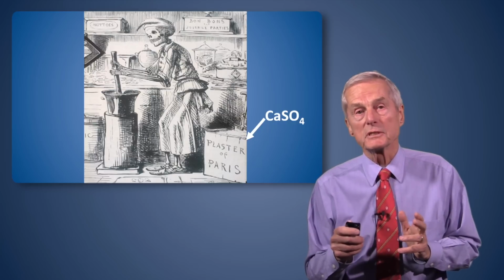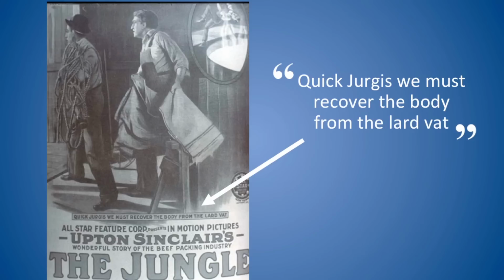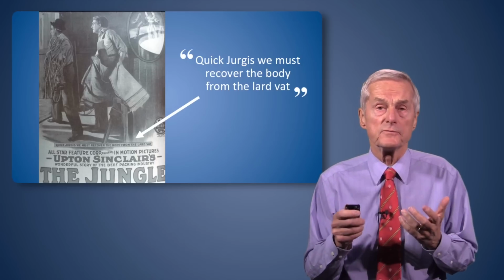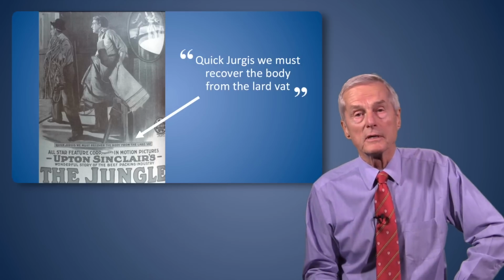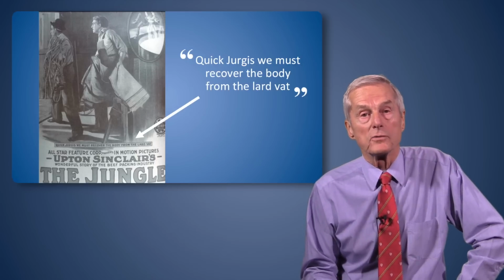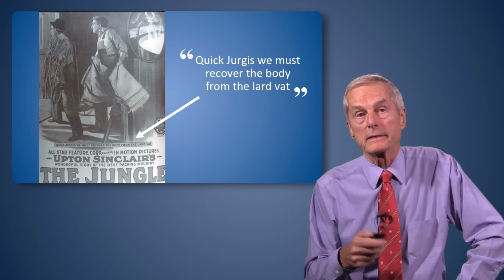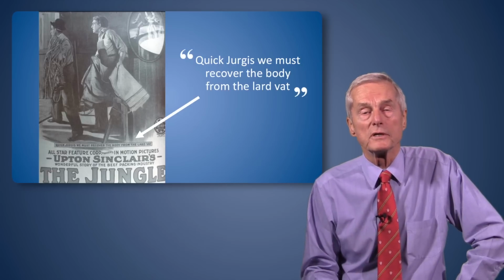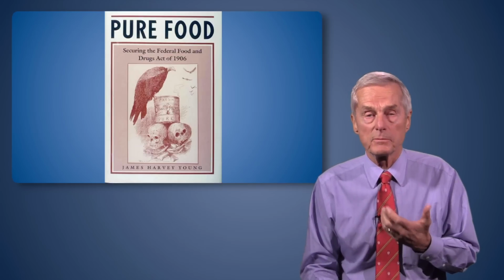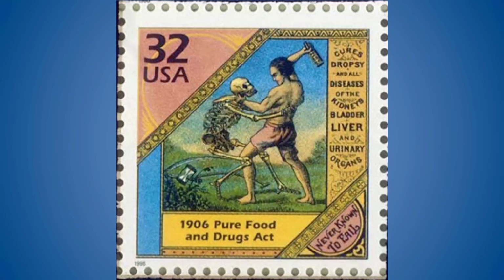The Jungle by Upton Sinclair was made into a movie, and it was of course a book, and the comment that's being made, which is a little hard to see, is, "Quick, Yorgos, we must recover the body from the lard vat." Well, they didn't put people in there, but it was very dangerous to work in Chicago in the meatpacking industry, and sometimes individuals, unfortunately, who were working there fell into the lard vat, and they were not always removed immediately. So they're trying to cover up a little bit. Well, the Pure Food and Drug Act of 1906 helped to change a lot of this malpractice that was taking place with food. It's gotten better and better.